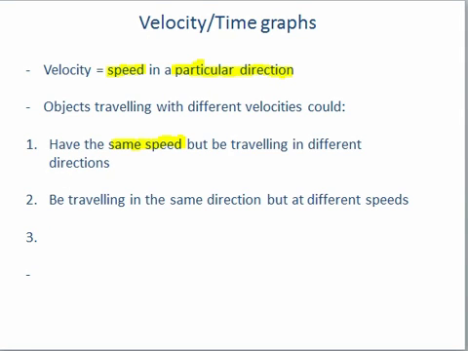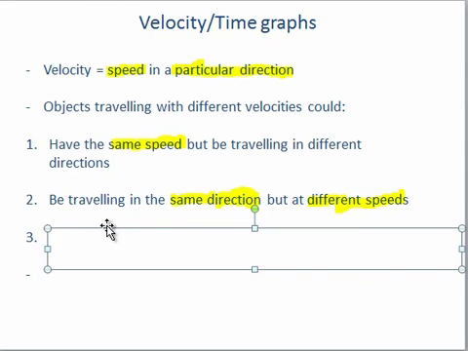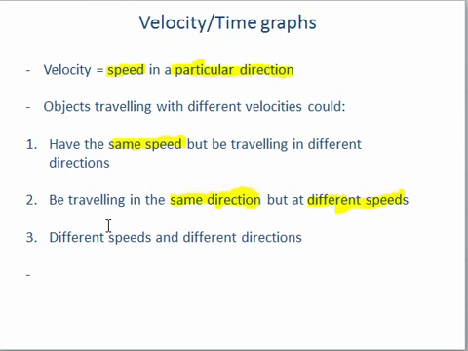They may also be travelling in the same direction, but if they have different speeds, they have different velocities. So, same direction. And finally, they may have both different directions and different speeds. So, with our motorway example, this is the most likely. There'll probably be subtle differences in speed and they'll be travelling in different directions.